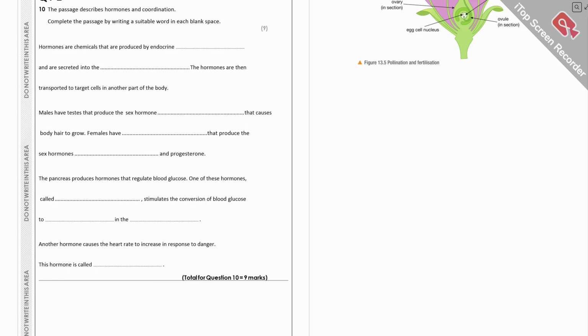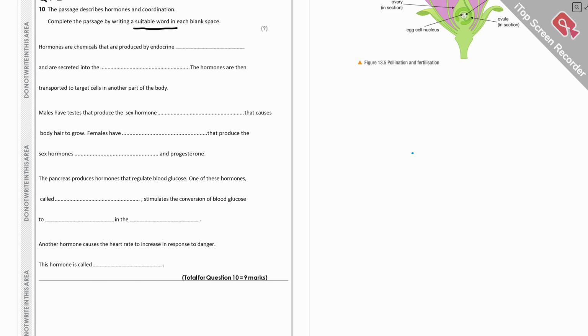Question 4. This will be interesting. Right, let's see if we can get around this. The passage describes hormones and coordination. Complete the passage by writing suitable words.